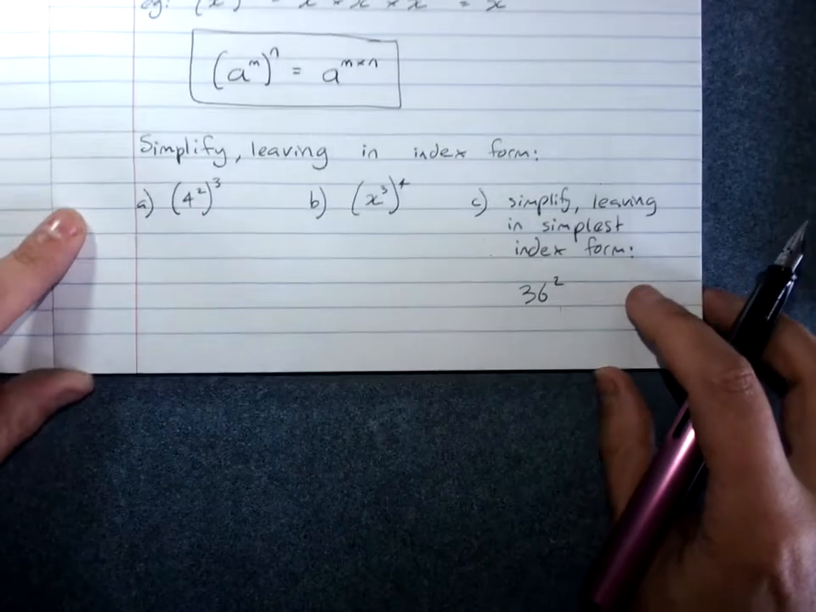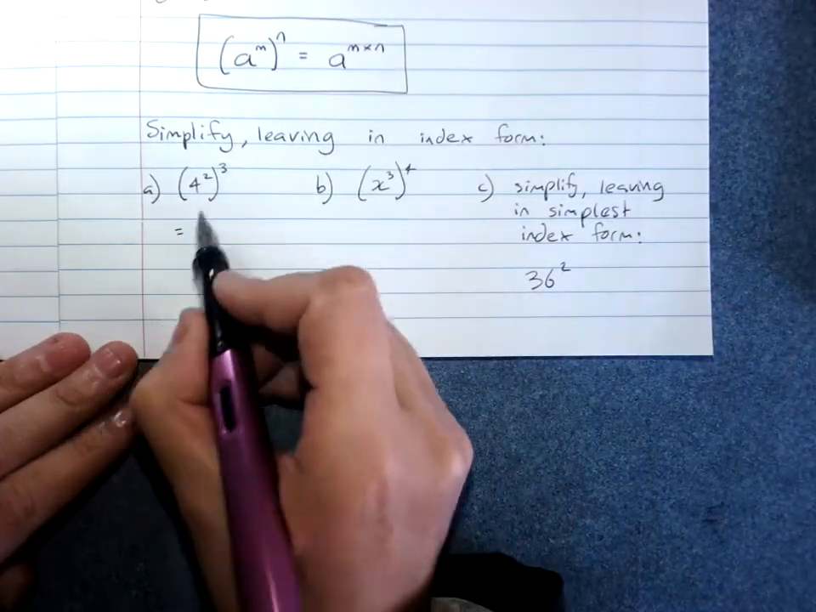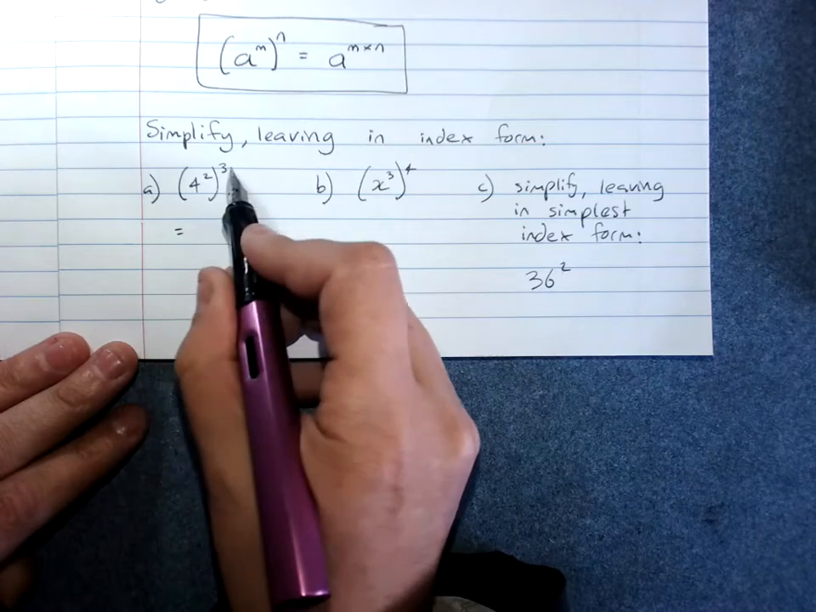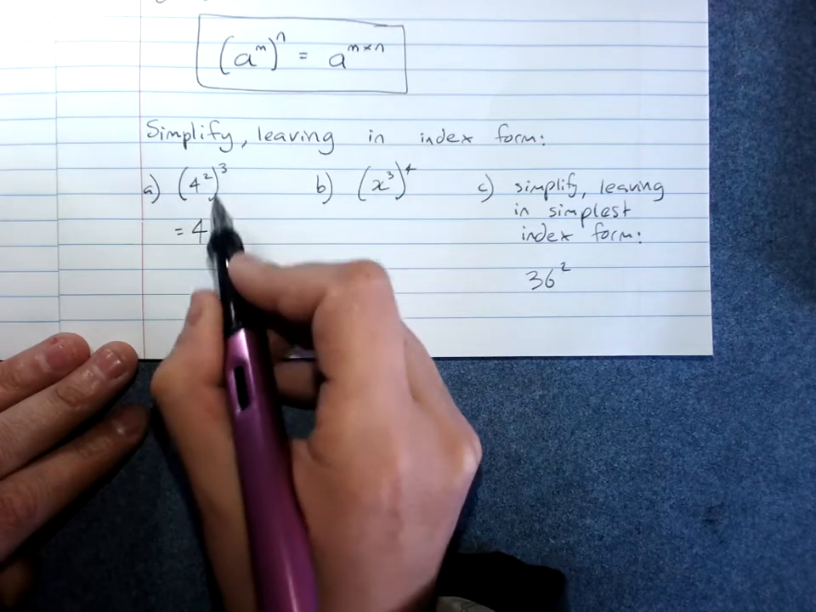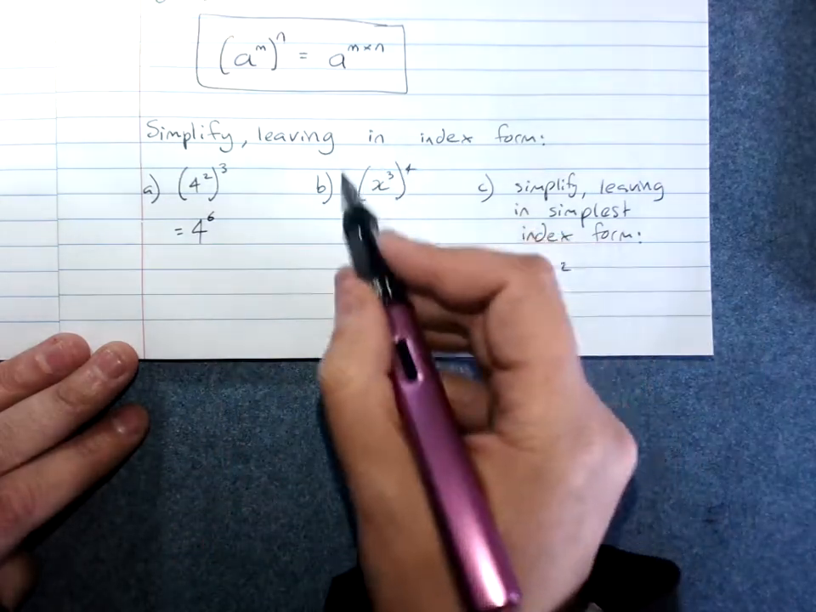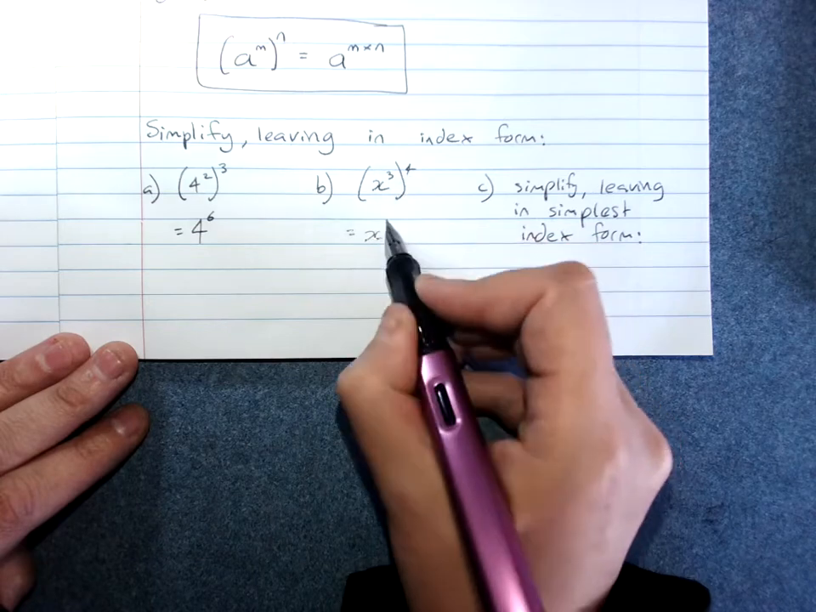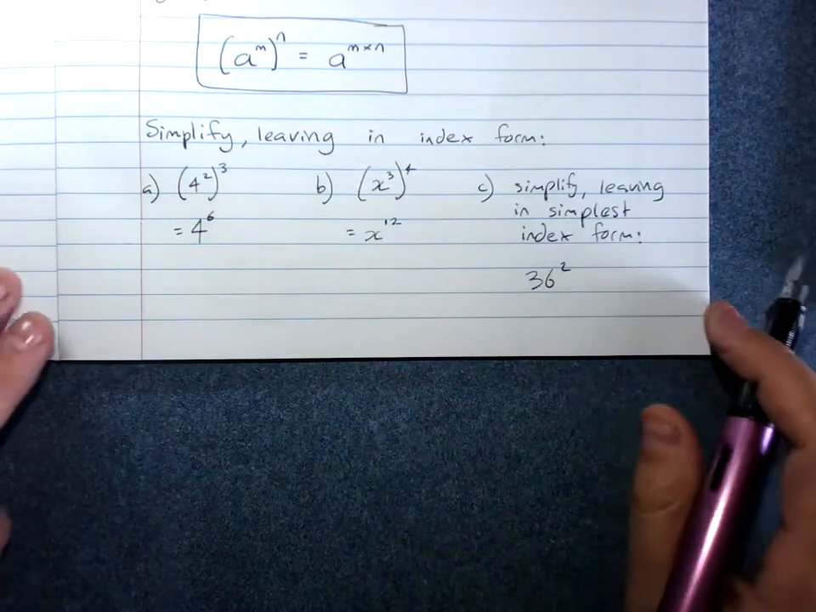So if I'm asked to simplify these, leaving them in index form, a power of a power means I'll multiply the indices. This is 4 to the power of 2 times 3 is 6. An algebraic question, x to the power of 3 times 4 is 12.